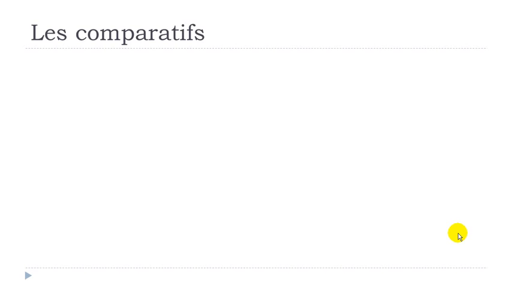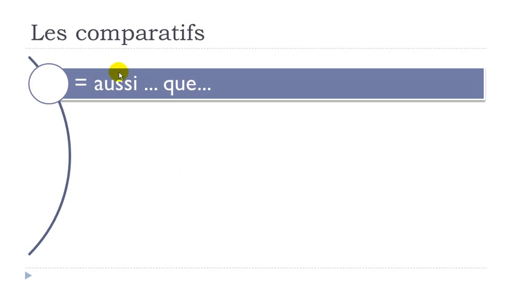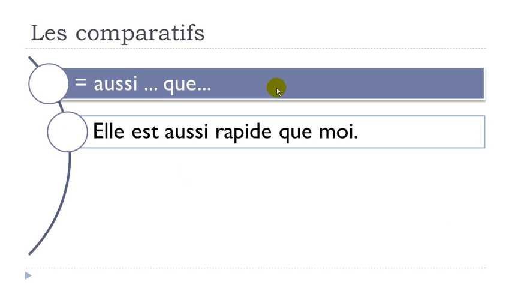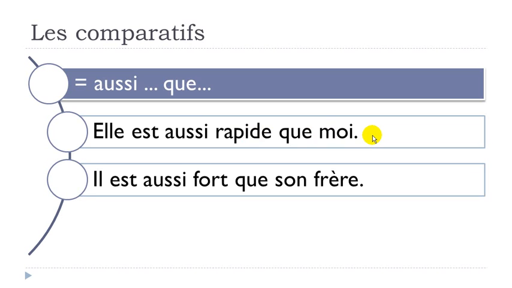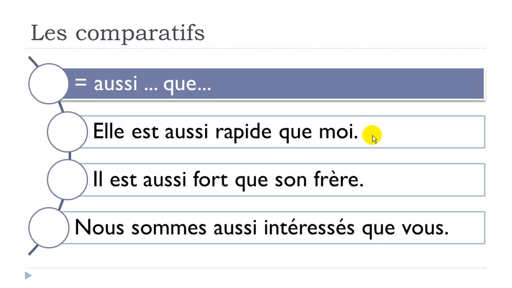And then, aussi, then you put your adjective, que, then, and the rest of the sentence. The same examples. Elle est aussi rapide que moi. Il est aussi fort que son frère. Nous sommes aussi intéressés que vous. I'll repeat them. Elle est aussi rapide que moi. Il est aussi fort que son frère. Nous sommes aussi intéressés que vous.